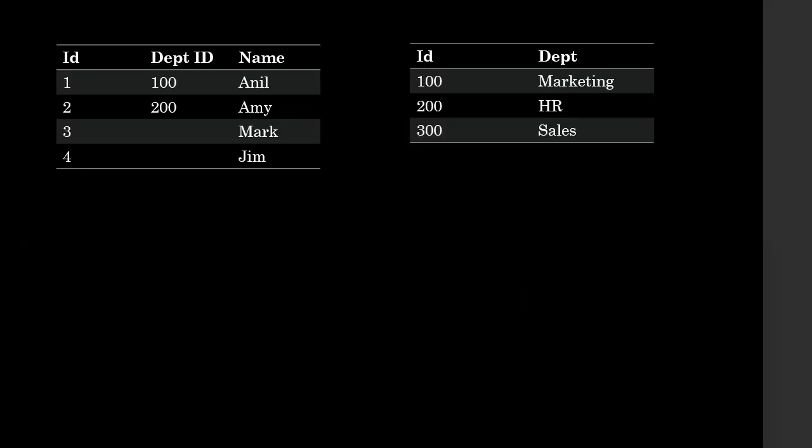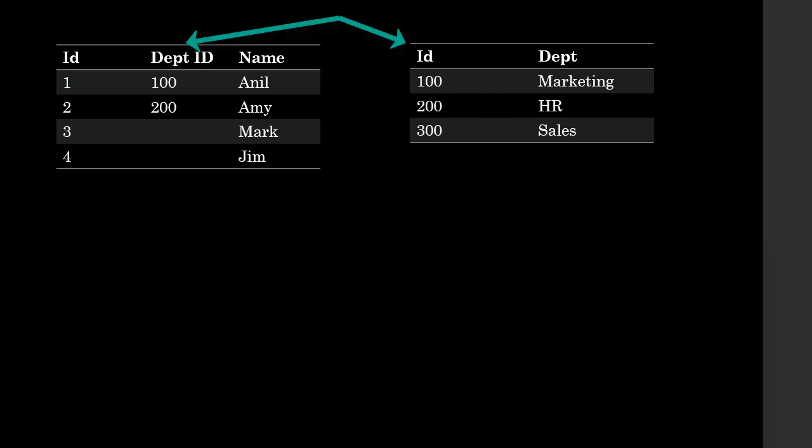Here are two tables. One is an employee table that contains the ID of an employee, the name, and department ID. Some employees don't have department ID assigned yet. Then here is another table, department table, that contains the ID of the department and the department name. When you join these two tables to pull the employee information along with the department they belong to, then you will join them on department ID column.